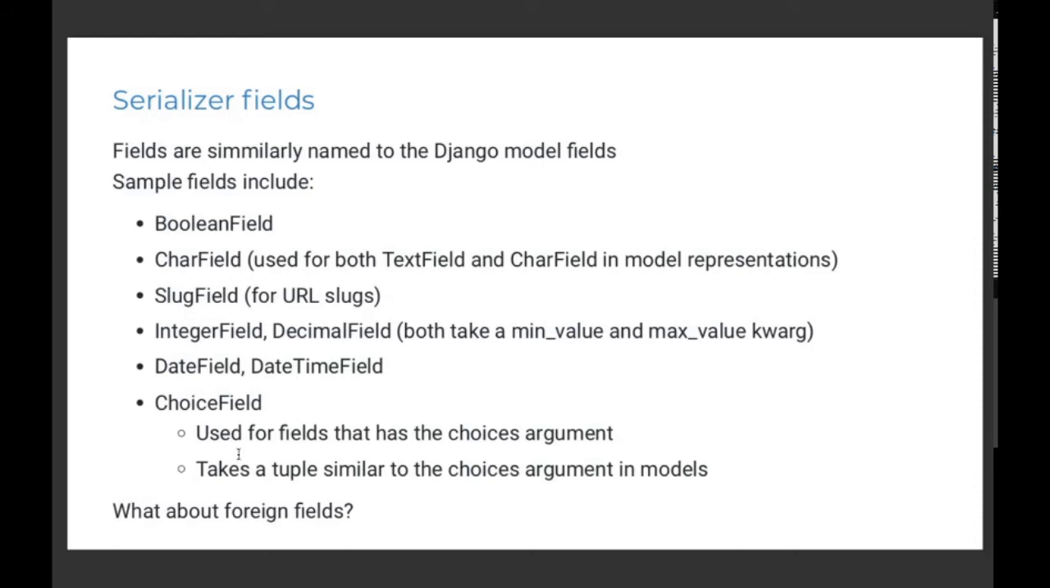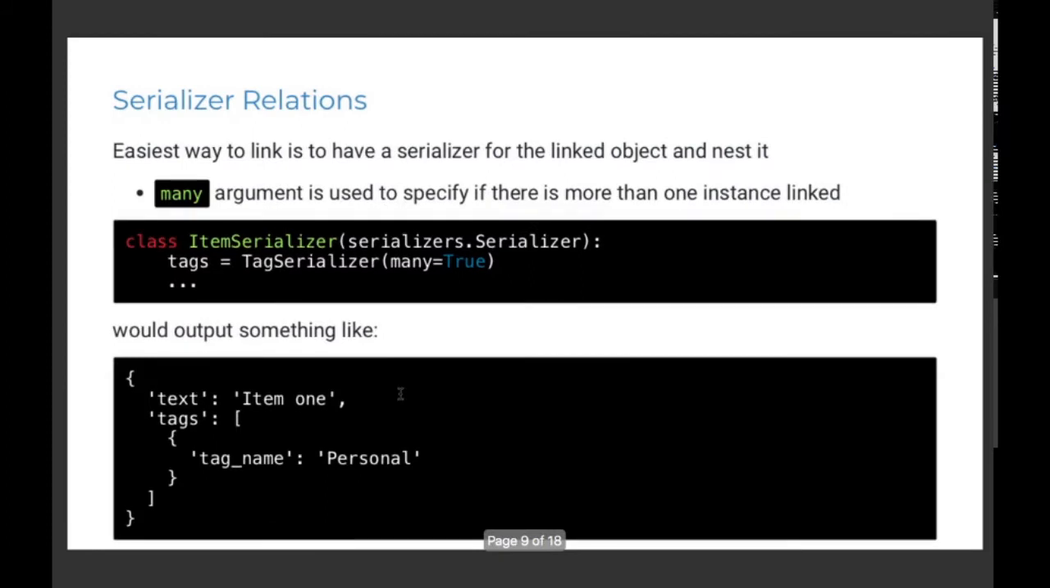Now we're talking about just basic data, but what about foreign fields? I've already showed you one way to do it, which is to nest. That's the easiest way to do it. And like I said, the many argument is used to specify if there is more than one linked instance, and it would output a JSON string that looks like this at the bottom.